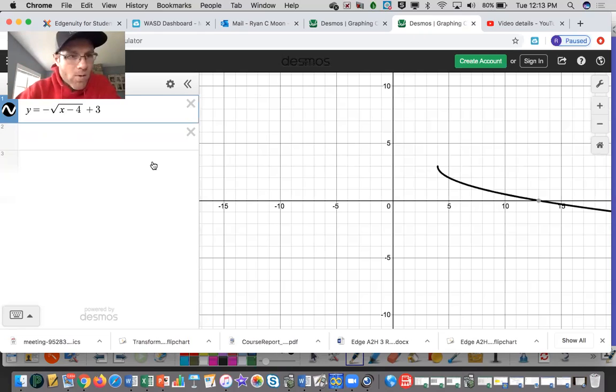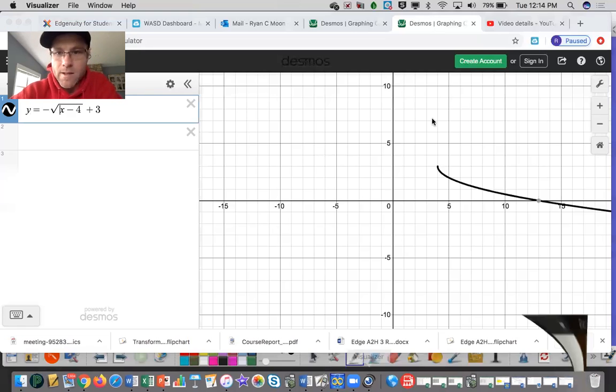So what I know is that my horizontal shift is 4 to the right, right? And I know I'm going to shift it 3 up. So instead of starting at 0, 0, I'm going to start at 4, 3. This negative sign right here is going to reflect it downward. It's going to take the y value and multiply it by a -1, so it's going to make it go down.